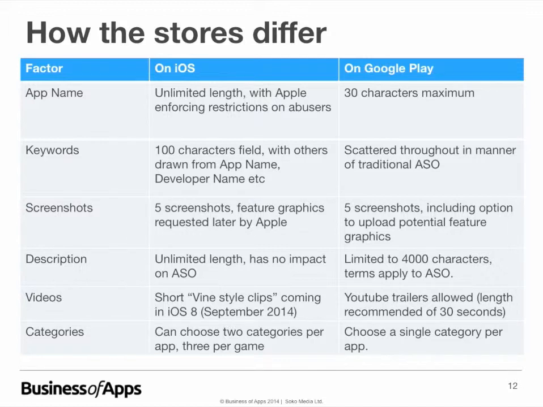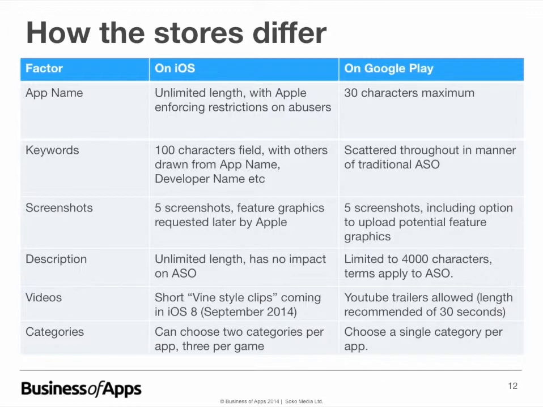And then you've also got screenshots. Basically on iOS, you've got 5 screenshots. If you look on the store, you can have your 5 screenshots of your listing. But if you get featured in the editorial section, Apple will then contact you for feature graphics at a later date. They won't get in touch with you straight away. Whereas on Google Play, you've got 5 screenshots, including the option to upload potential feature graphics and potential promotional graphics for your banners.